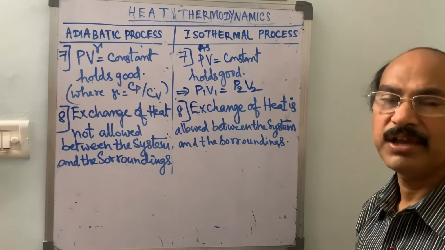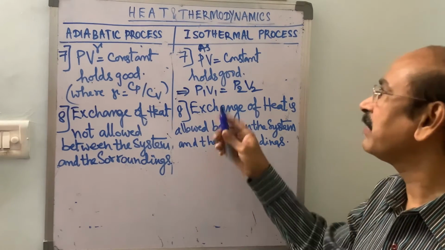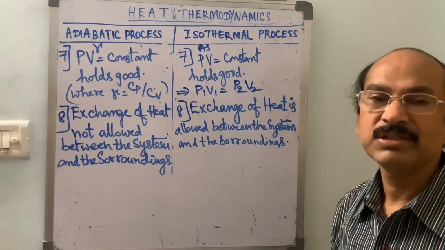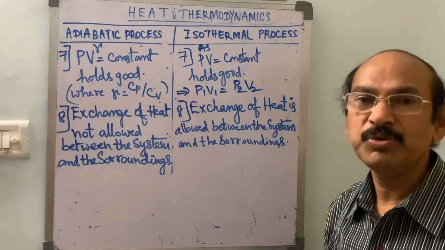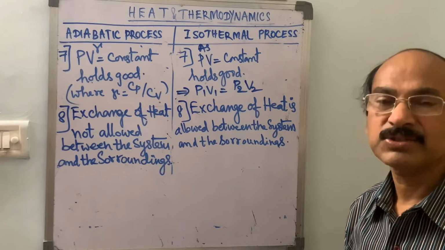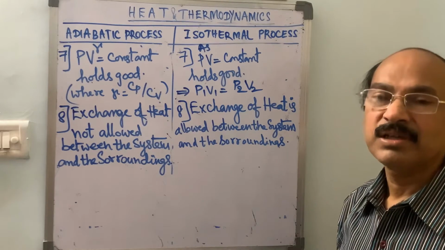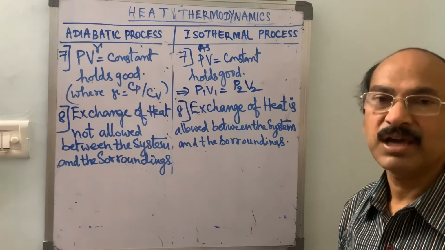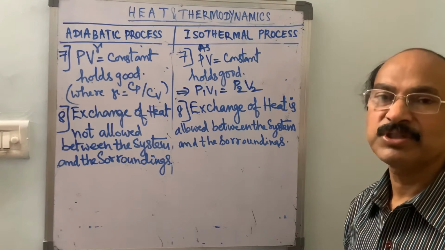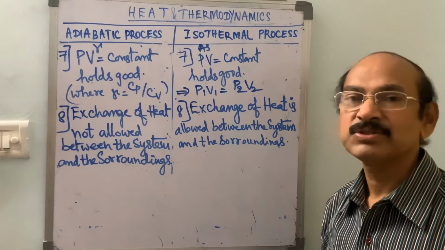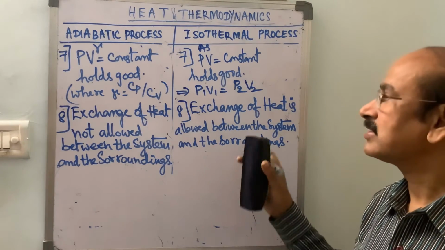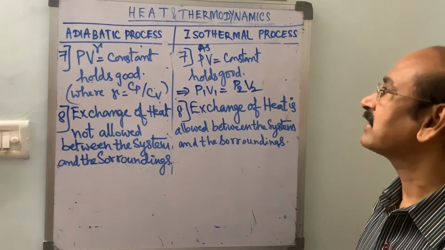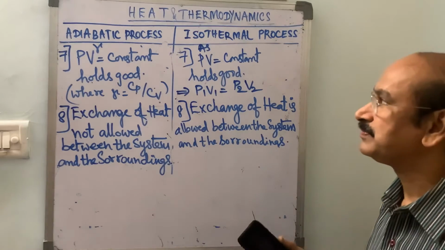For isothermal process, a gas enclosed in a metallic cylinder with a slow moving piston is an example. When we slowly move the piston, volume decreases and pressure slowly increases, but any increase in temperature is absorbed by the surroundings, so that temperature remains constant. So heat energy is transferred to the surroundings, temperature remains constant. So it is an example of isothermal process.